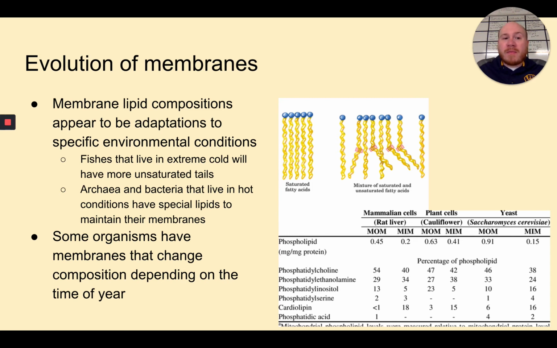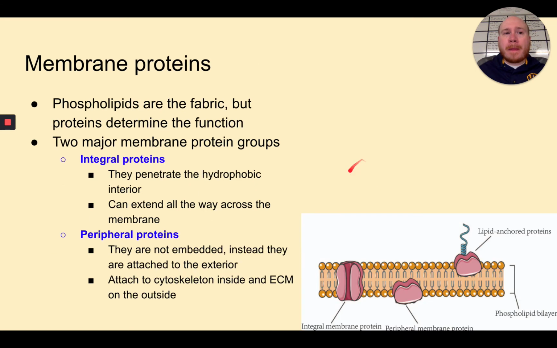Some organisms have membranes that change composition depending on the time of the year. So if you're an organism that lives in a climate that has very cold temperatures and very hot temperatures, like Wisconsin, you can see the composition sometimes changes over time. So be aware of that as well. On the AP test, you probably wouldn't be asked what kind of phospholipids this would have, but you do need to be aware that the composition can change depending on the environment that an organism lives in.